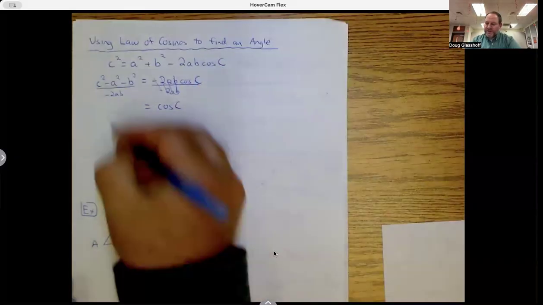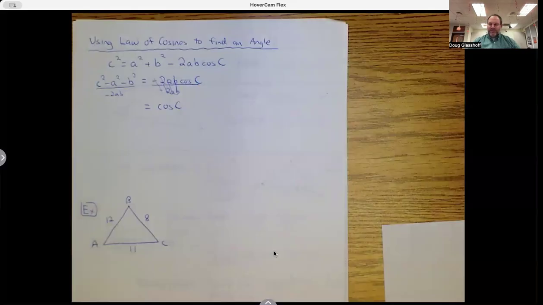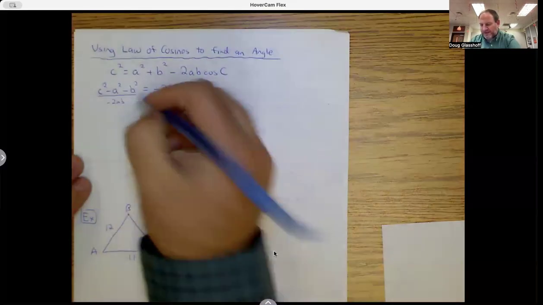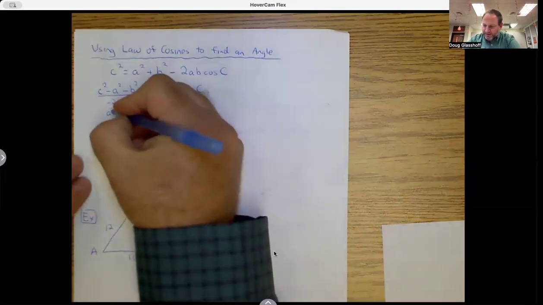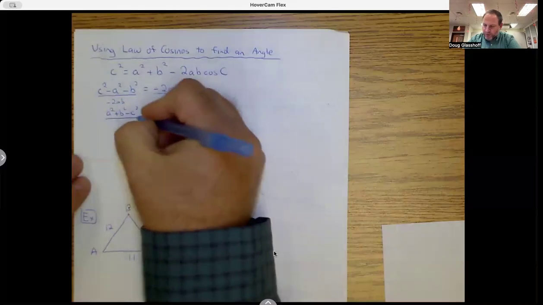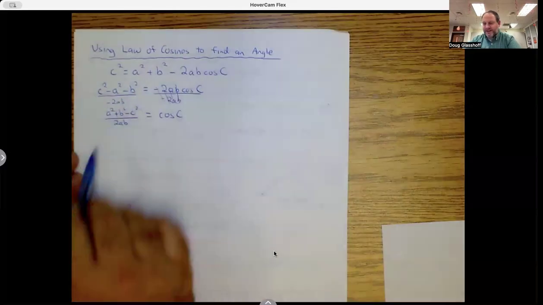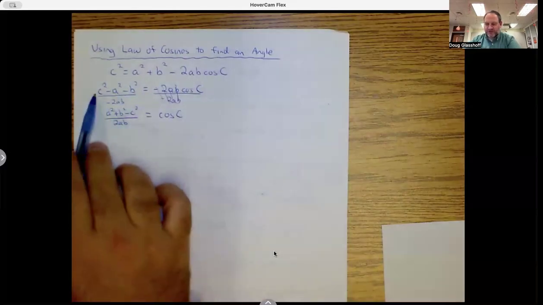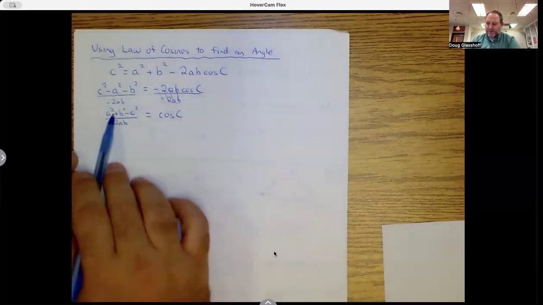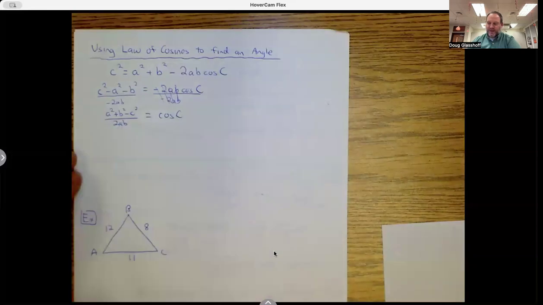Over here, I'm going to clean this up a little bit. Since I have all these negatives here, I'm going to reorder things a little bit and just make it A squared plus B squared minus C squared over 2AB. So what I did is I got rid of the 3 negatives and just made that negative, and cleaned that up a little bit. So A squared plus B squared minus C squared over 2AB.